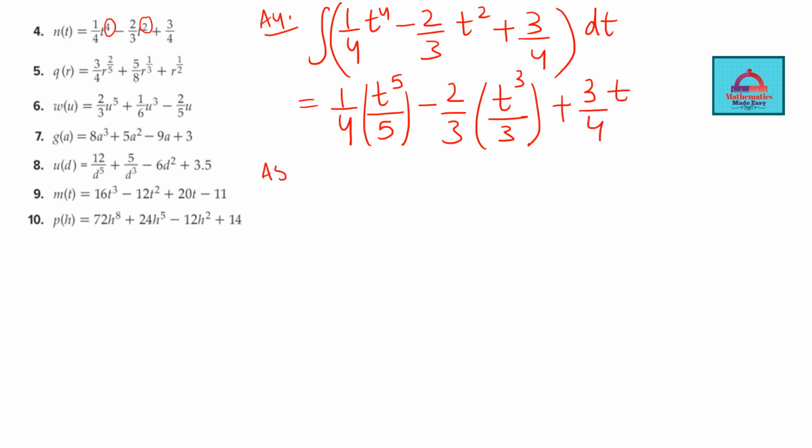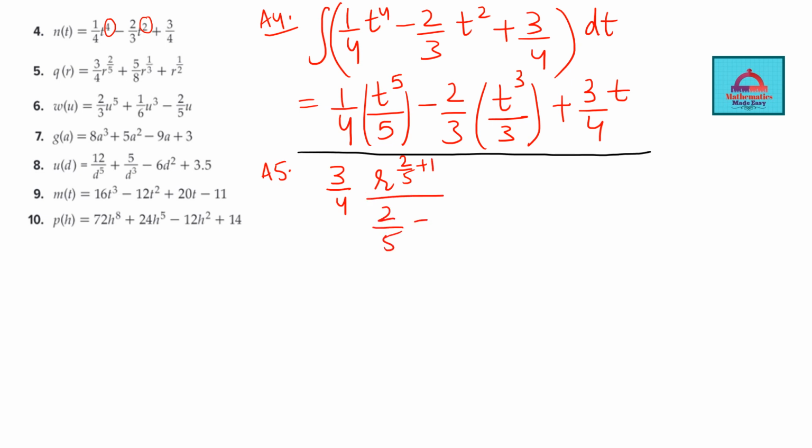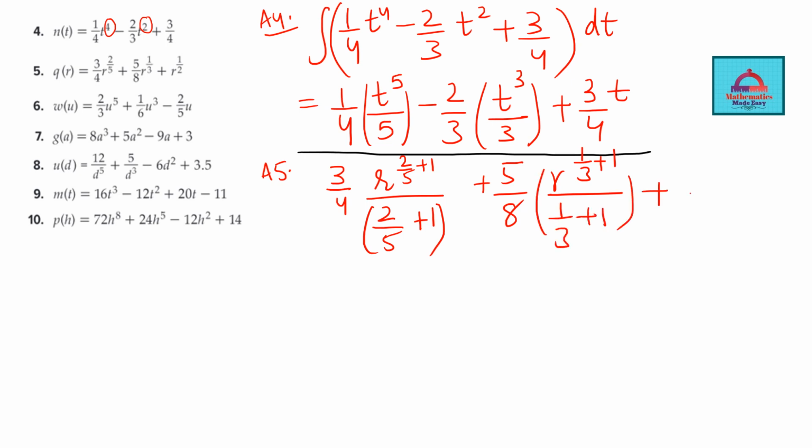Let's do fifth one. And before we do that, let's partition this so that you don't miss the answers. Okay, so for fifth again, we are using the same rule, that is power rule. So it becomes 3 by 4 r to the power 2 by 5 plus 1. Now this is a fraction power, so you have to be careful while taking the reciprocal, plus 5 by 8 r to the power 1 by 3 plus 1 over 1 by 3 plus 1. That's how you apply the power rule, plus r to the power 1 by 2 plus 1 over 1 by 2 plus 1. Now be careful while taking the reciprocals.